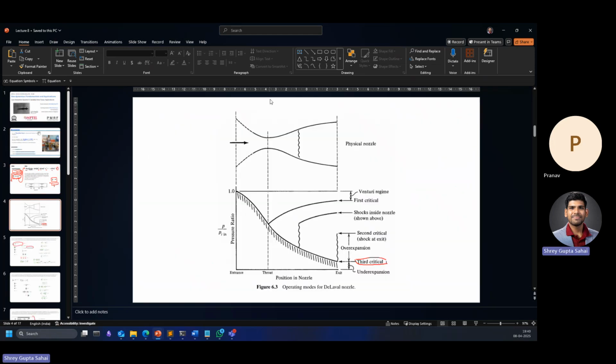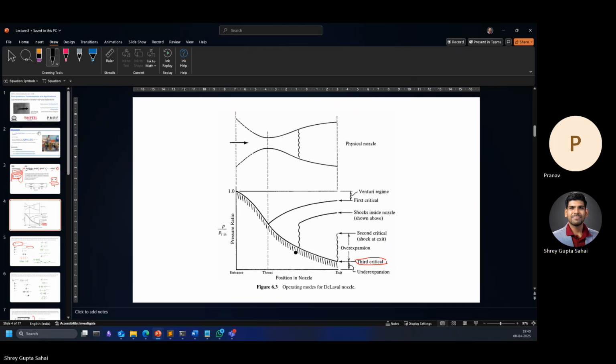The question is this one: these conditions here and conditions here, do they have the same area ratio? No, right? But they don't have the same total pressure, but the total temperatures are the same.